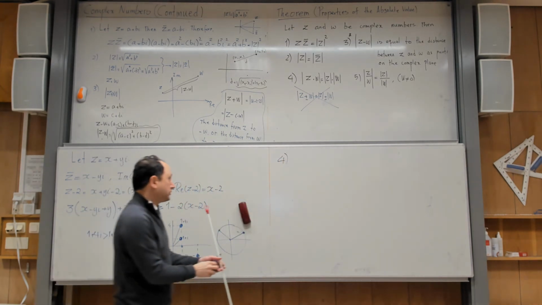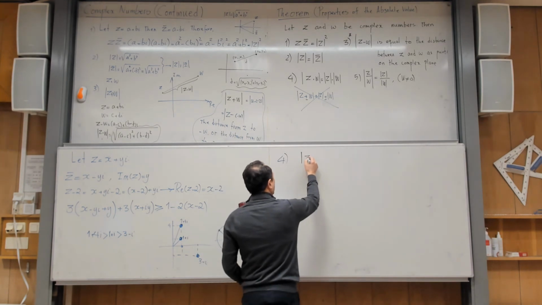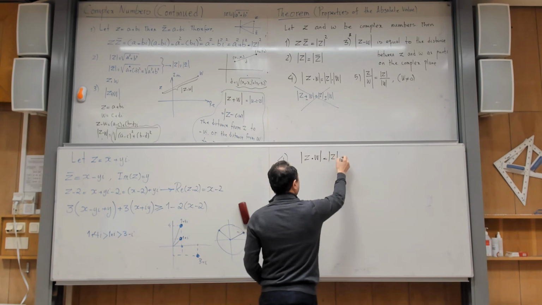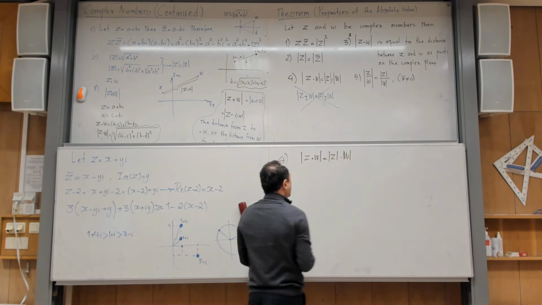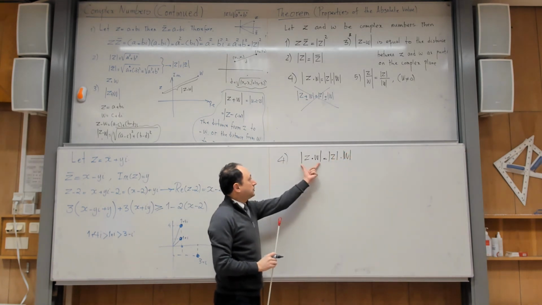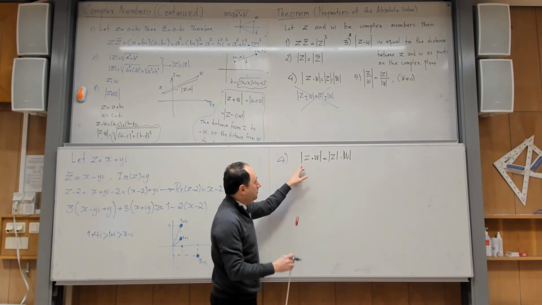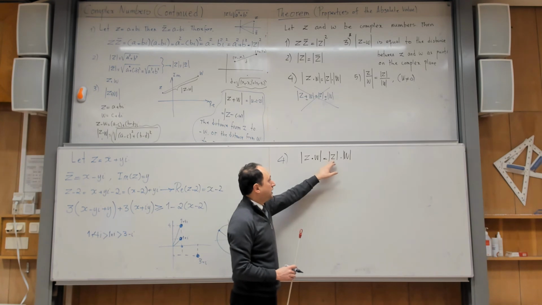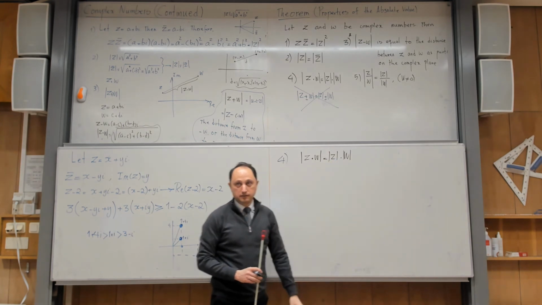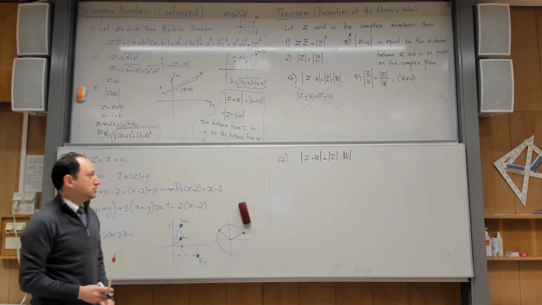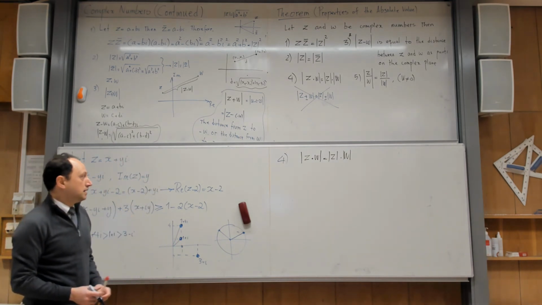I want to prove that the absolute value of the product of two complex numbers is equal to the product of the absolute values. It means that these two operations are commutative. I can interchange them. If I multiply first and then take the absolute value, it becomes the same number as if I take the absolute value first and then multiply. So the result will be the same. We want to show that this is not a coincidence, this is always true. So what should I do?